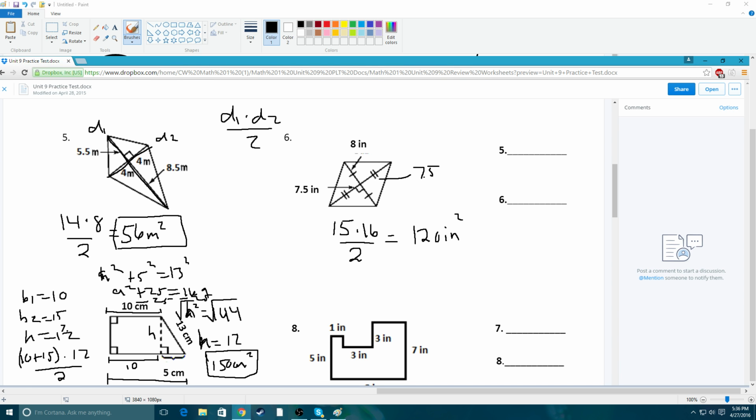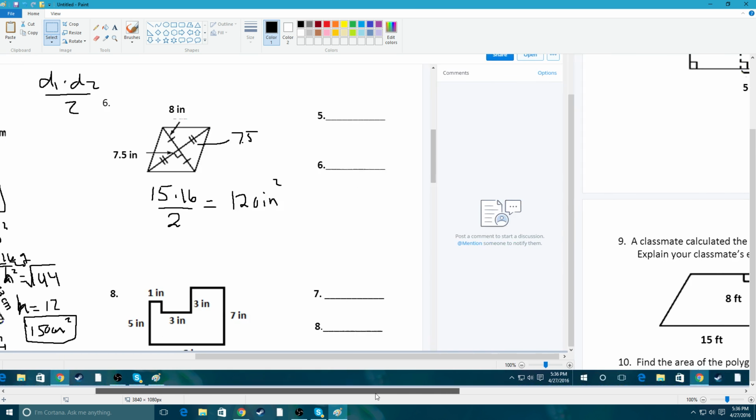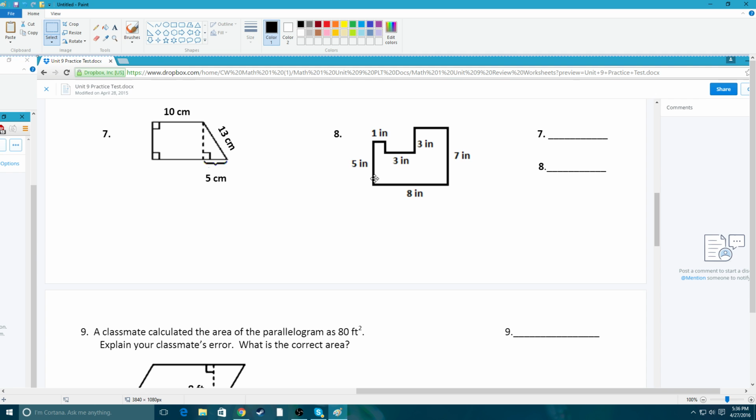For number 8, go ahead and refresh this page. Okay, for number 8, you have to break it up into certain different shapes. So you could break it up this way, or if you want, you could break it up this way, straight up and down. You can break it up however you want. I prefer straight up and down in this instance.